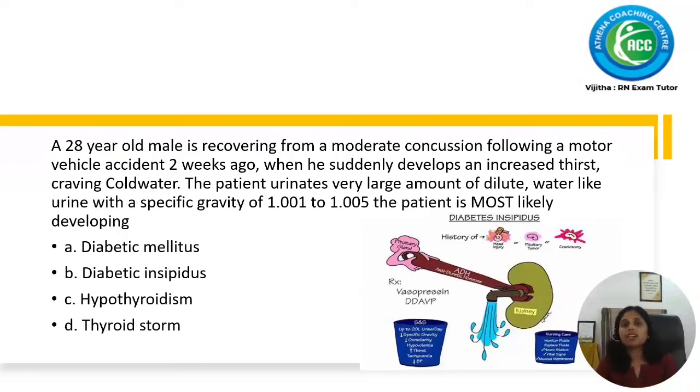Again here, after a motor vehicle accident, the patient has developed excessive thirst and craving for cold water, and passes urine excessively. Diabetes insipidus. So what is the peculiar sign of diabetes insipidus? Passing urine excessively. It will be dilute urine, the patient will have excessive thirst, and usually a craving for cold water.